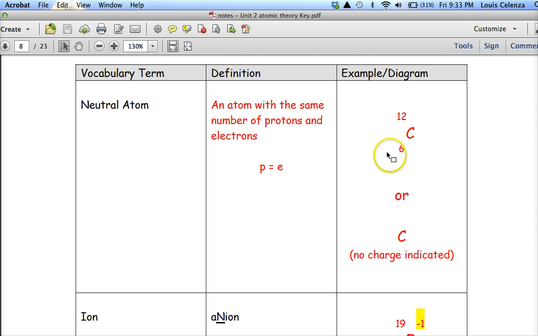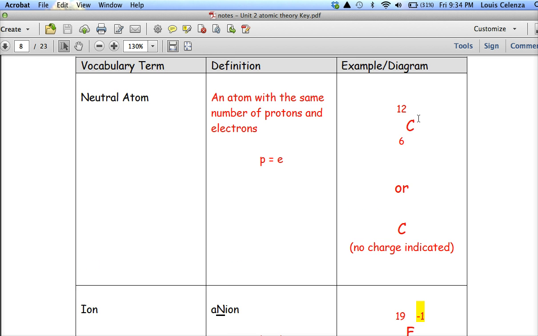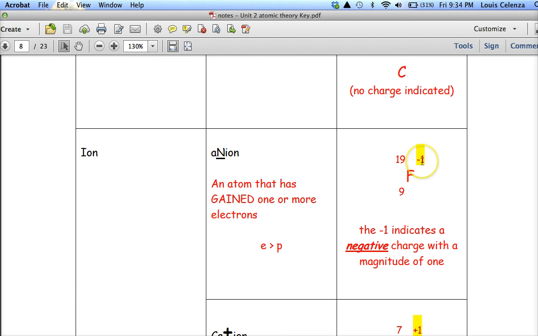If it's a neutral atom, here's how you know. If you look at the symbol here, notice that there's nothing here. That tells you that it's neutral. If you look at this next one here, notice that there's a -1. Well, that tells you that this is an ion. Because it's a -1, it's called a negative ion, which is called an anion.